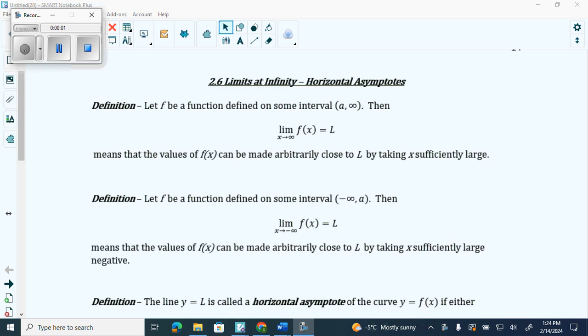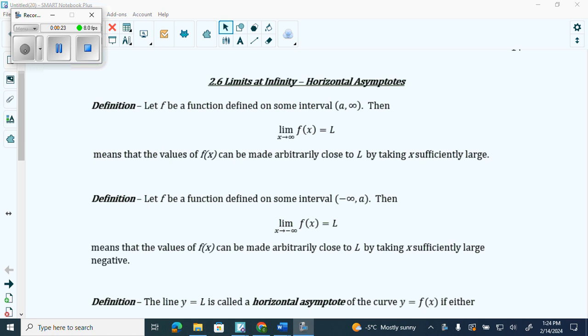So let f be a function defined on some interval from a to infinity. If they say interval, these are both x values. Correct? If they say interval, that's an x. That's a domain. Okay? That is not an xy coordinate. So if we're going from a to infinity, basically greater than a is what it's saying there, right?